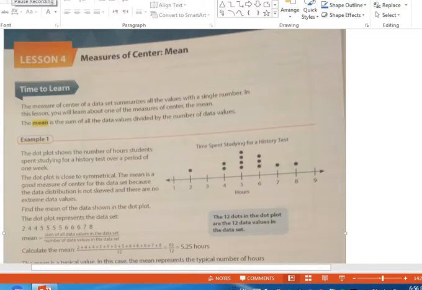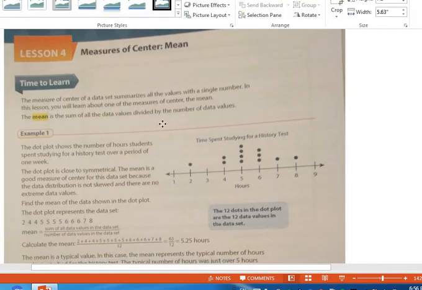Moving to lesson 4, measures of center: mean. Today we are going to learn how to measure the mean. The measure of center of a data set summarizes all the values with a single number. In this lesson you will learn about one of the measures of center, the mean. The mean is the sum of all data values divided by the number of data values. It's very easy. Let's see.